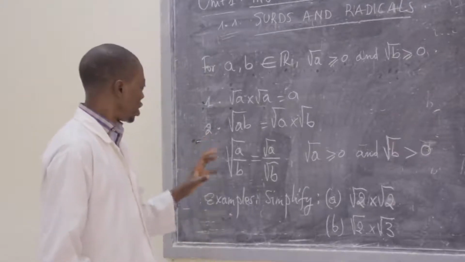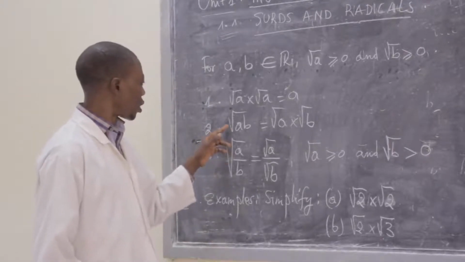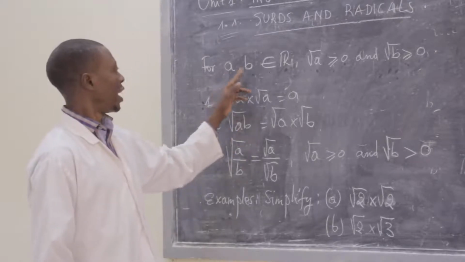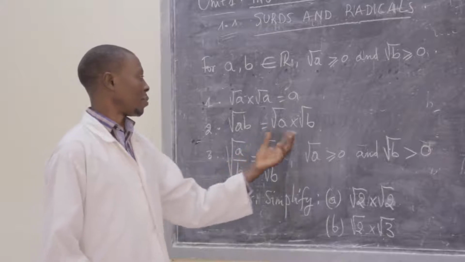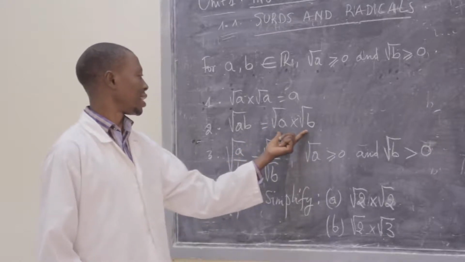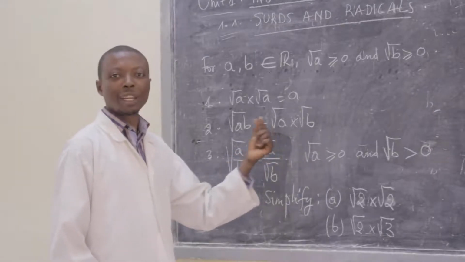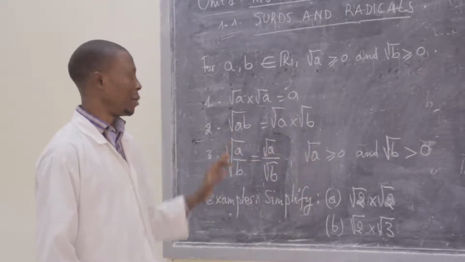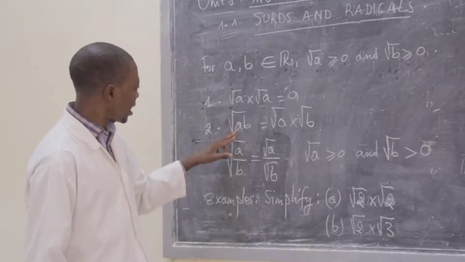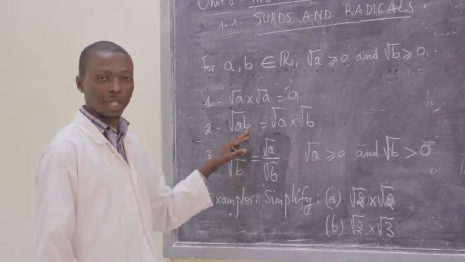Property 2 is simply this: once you have the square root of a product of A and B, you get automatically the square root separated. You can take the square root of A times the square root of B, and you get the same as this one. Writing AB means A times B.